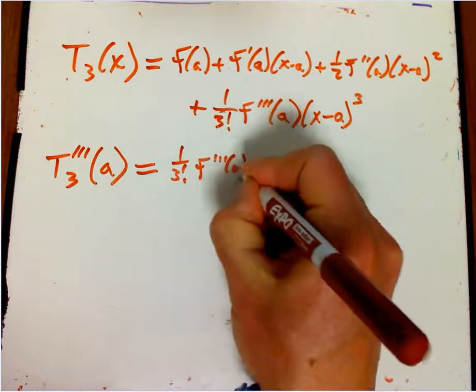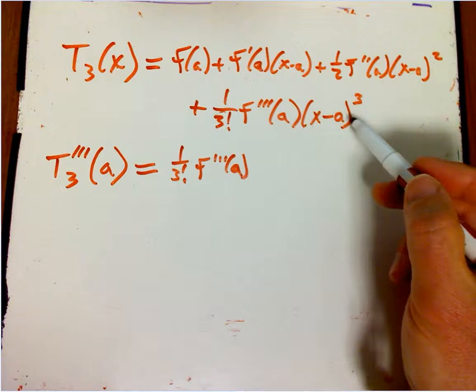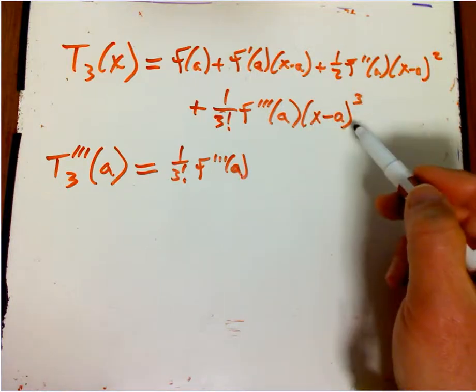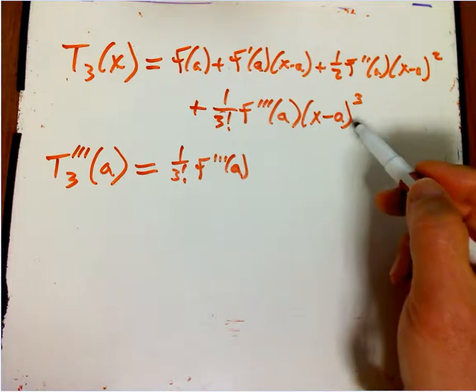Those are just constants. And then what happens if you take 3 derivatives of x minus a cubed? First you get 3 times x minus a squared. Then you get 3 times 2 times x minus a.